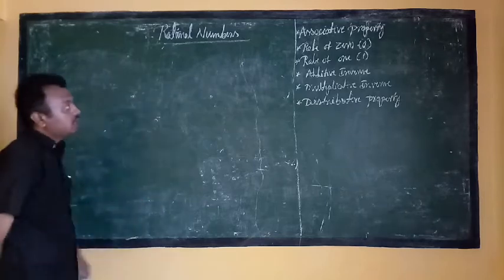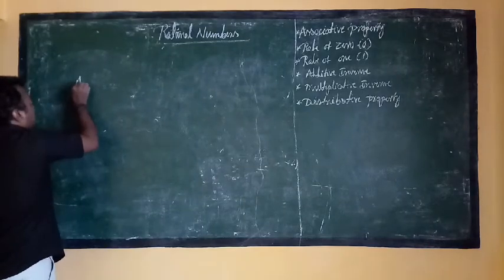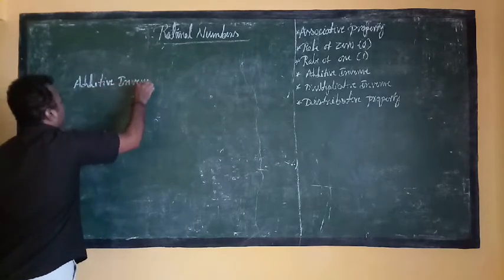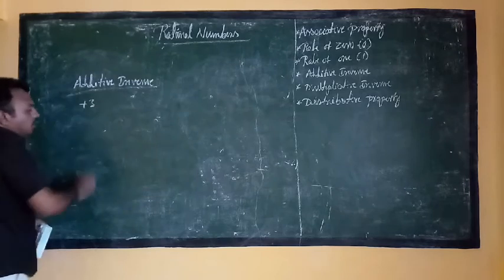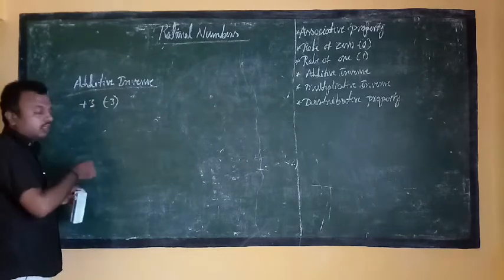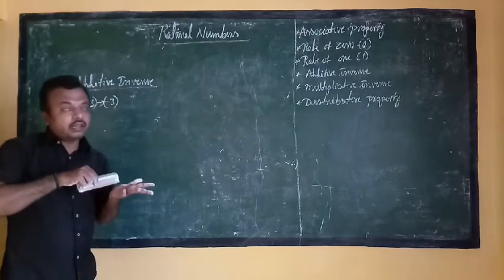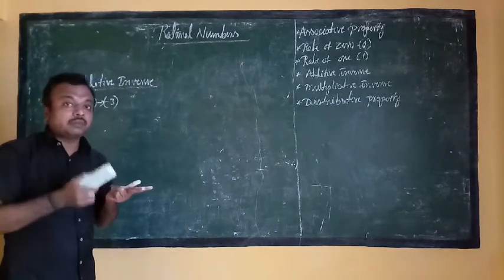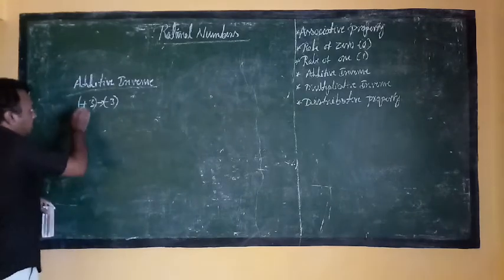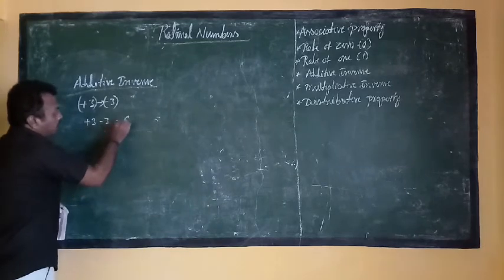What is the meaning of additive inverse? Do you know additive inverse? Yes, we have learned it in last year's classes. See students, plus 3 is one of the rational numbers. So what is the additive inverse of plus 3? Minus 3. Got it? Plus 3, the additive inverse is minus 3. So the sum of any rational number and its additive inverse remains 0. See students, plus 3 is one number, the additive inverse is minus 3. If you do the sum, what will be the result? 0.